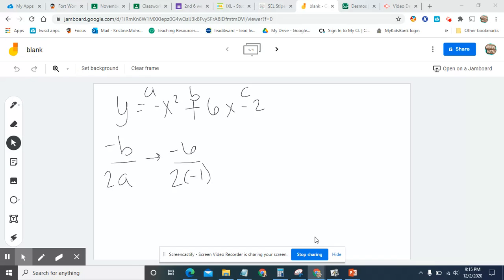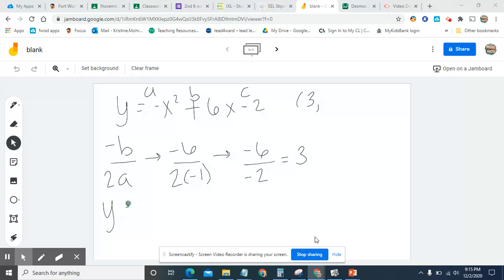And then we just keep on simplifying, negative 6, and now 2 times negative 1 is negative 2. Negative 6 divided by negative 2 equals a positive 3. So that's the x value for the coordinate. So I'm going to put that up here, 3 for my x value. And then what we're going to do from here is just substitute back into the equation anytime we see x. And then once we simplify it, that'll tell us the y value.